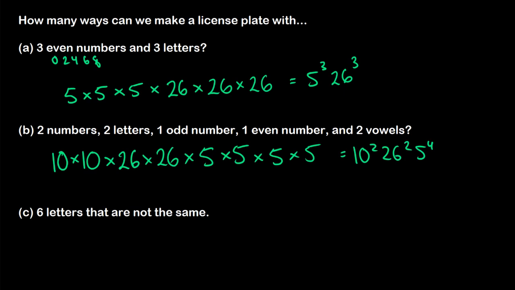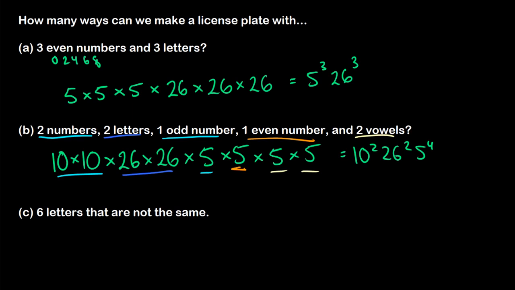Okay, so 2 numbers was our 10 by 10. 2 letters is our 26 by 26. 1 odd number is our multiplying by 5 cases. We have 1 even number as 5 cases each as well, and then our 2 vowels are each 5 cases. So we can see how these numbers line up.